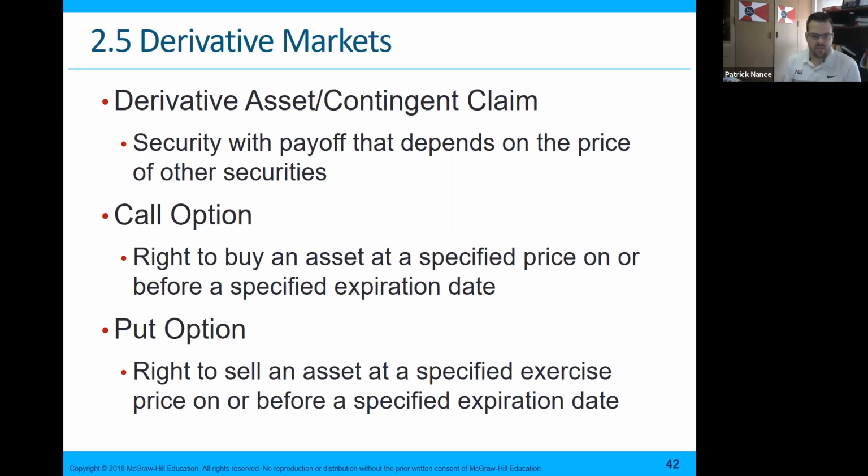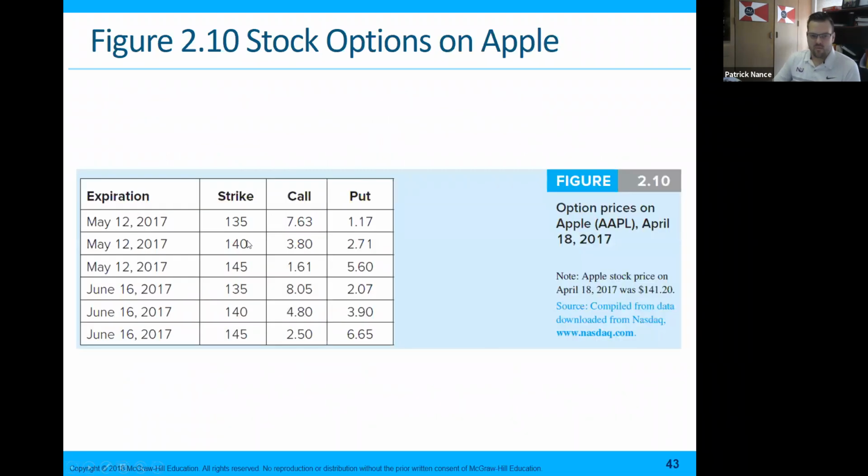So a call option is the right to buy an asset at a specified price on or before a specific expiration date. And a put option is just the opposite: the right to sell an asset at a specified exercise price on or before a specific expiration date. So you can purchase options. This is what's called purchasing options. It's the right to either purchase or sell for a given price, and there's an expiration time frame.